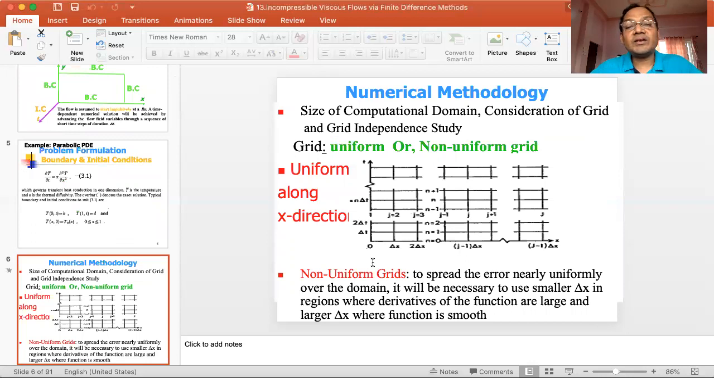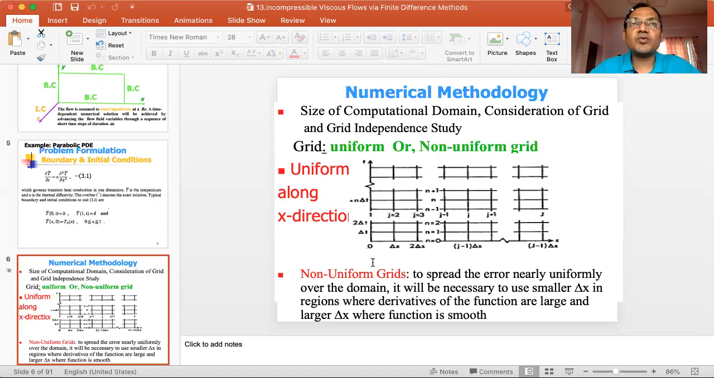So for that there is a set of techniques you have to follow, which we define as a numerical methodology. First is the size of the computational domain. What is the size? For this heat conduction equation, the size of the domain is 0 to 1. Next is grid consideration. What is the grid here?